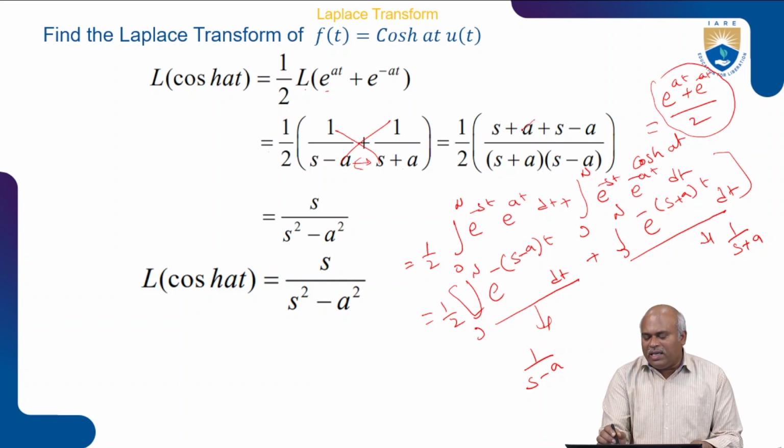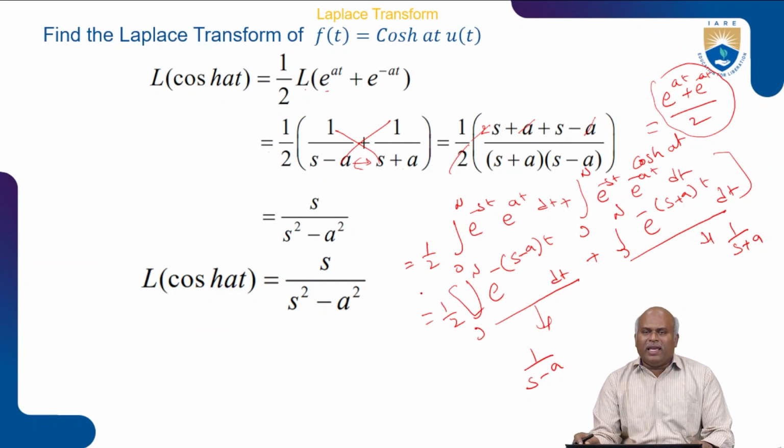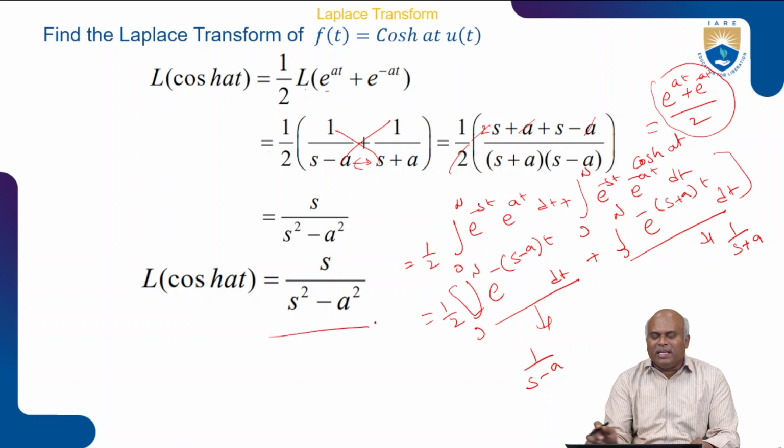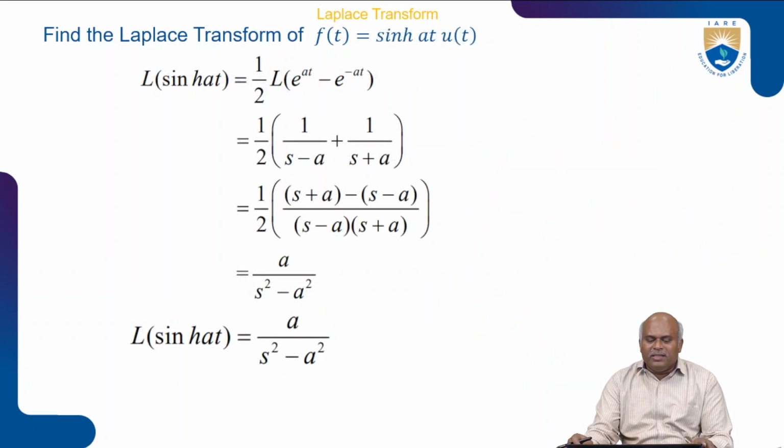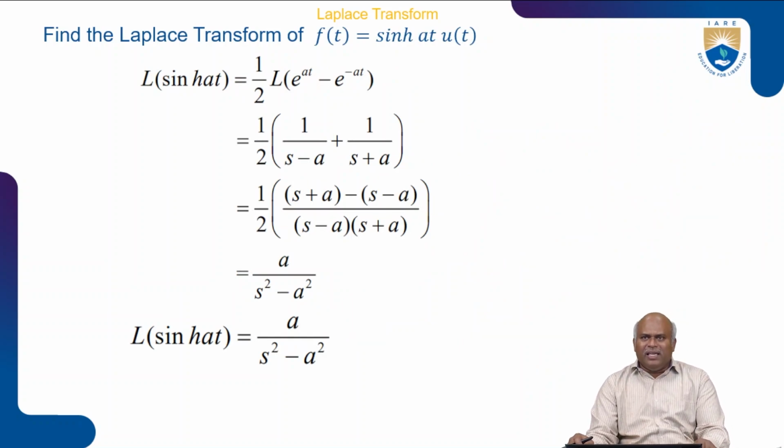So now this a and this a cancel. 2 times s, this 2 is cancelled. So finally we got s divided by s square minus a square. The Laplace transform of cosh at is equal to s divided by s square minus a square, we got. Same like that, we go for the cosh at u of t Laplace transform.